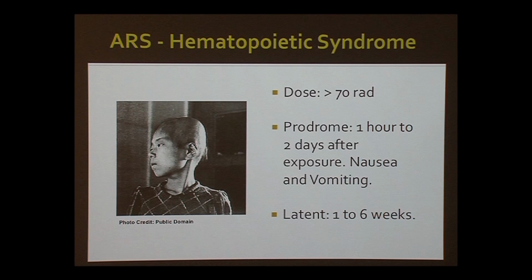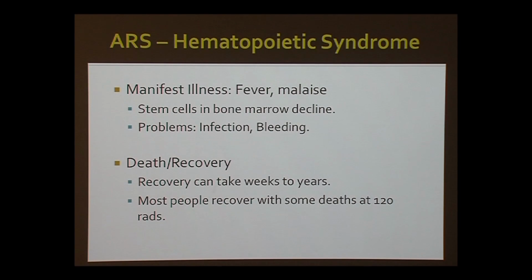This gives way, and you have a latent phase for a few weeks, and you move on to the manifest illness stage. The manifest illness stage for hematopoietic syndrome is mostly fever and malaise. You probably continue to have some nausea symptoms as well. But what's happening is the radiation dose that you've received has killed the stem cells within your bone marrow, okay, or significantly declined the number of stem cells in your bone marrow.